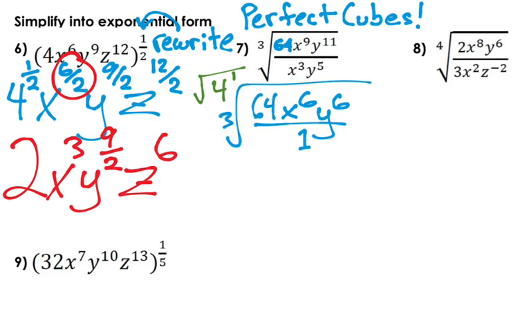The cube root of 64 can now tag along, and we can now start setting up the final answer. The cube root of 64 is just 4. That is a perfect cube that you need to know.